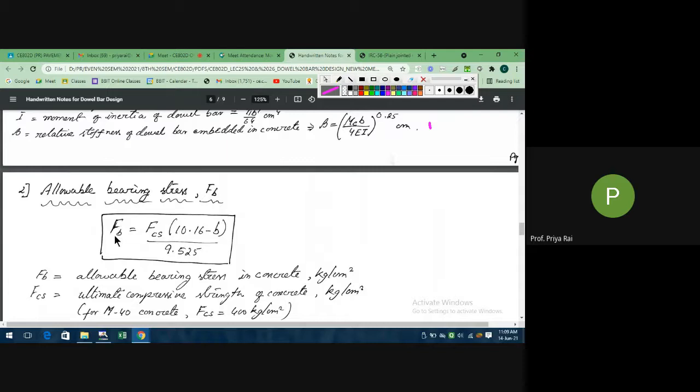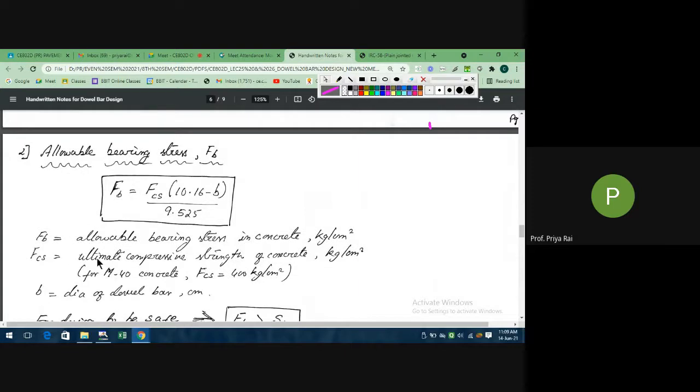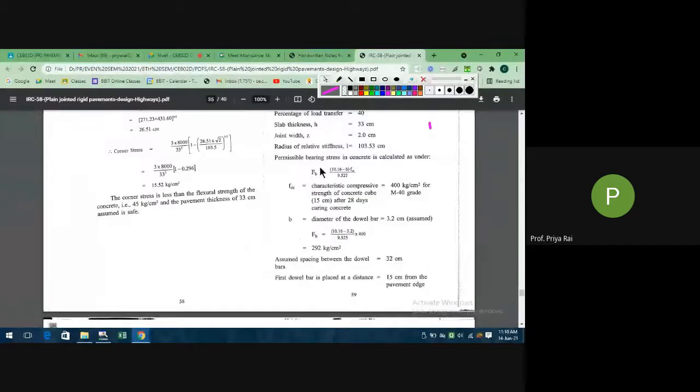See here, for calculating Fb, we need the strength of the concrete, that is Fcs. Fcs is the ultimate compressive strength of the concrete, unit kg per centimeter square. For example, in the question they have given that M30 concrete is used for constructing the pavement slab. So the Fcs value will be 300 kg per centimeter square. So this into (10.16 minus b), b again being the diameter of the dowel bar in centimeter, divided by 9.525. This is also given in IRC 58.